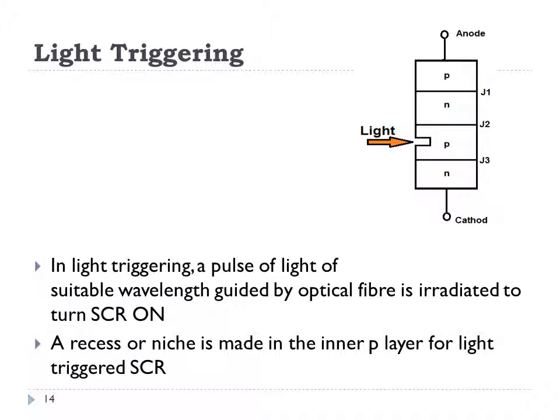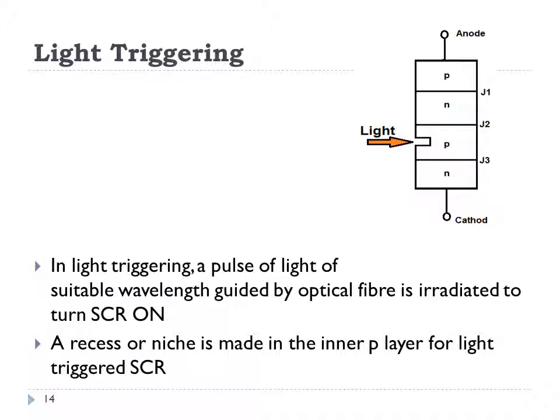Light triggering. In this, we can observe the figure here. Here a niche or recess is made in the inner P layer. In light triggering, a pulse of light of suitable wavelength guided by an optic fiber is irradiated to turn on the SCR. So light triggering means we use light energy to trigger or turn on the SCR.